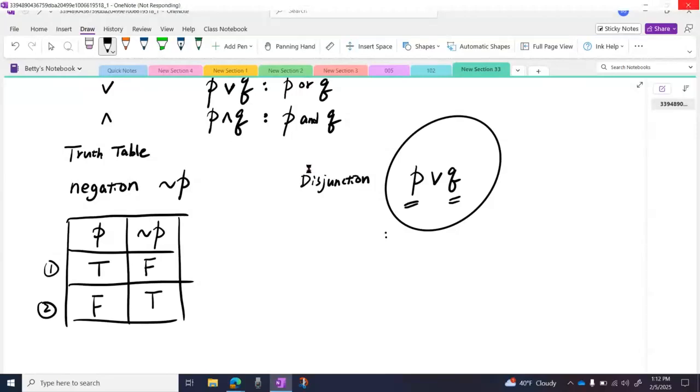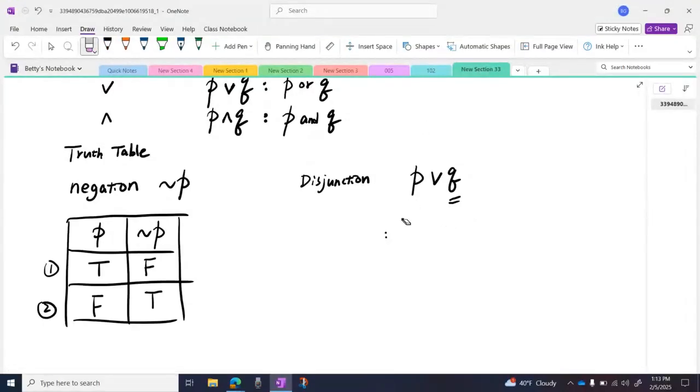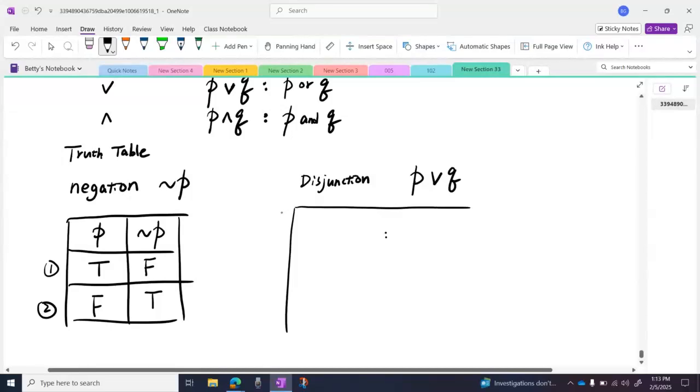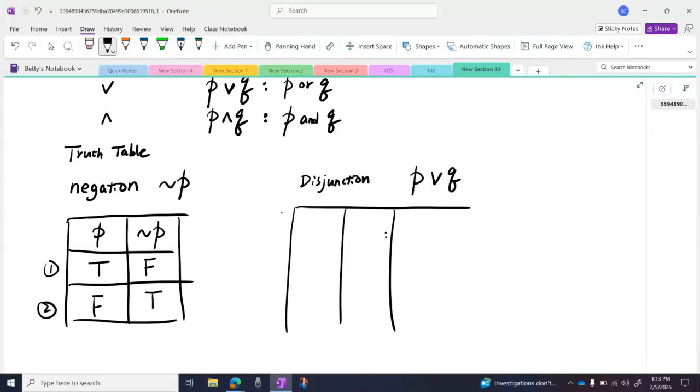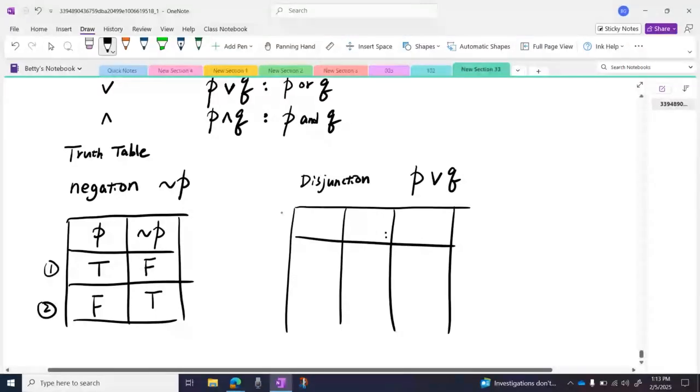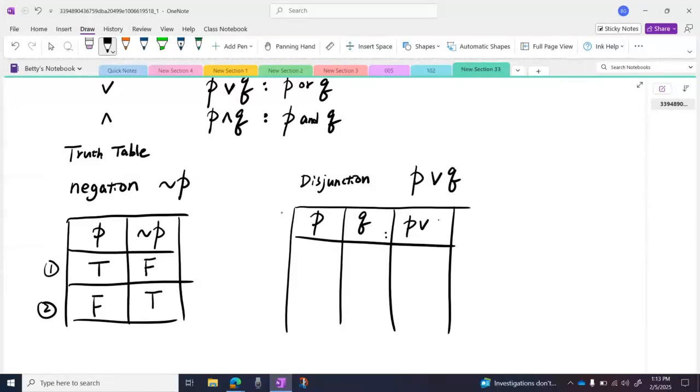So the truth value of P or Q depends on the truth value of P, and also depends on the truth value of Q. For that reason, we need to make a table to demonstrate the truth value for the disjunction in different cases. The first two columns, we're going to have the truth values for P and Q. Those are the two pieces in the disjunction. The last column, we're going to have P or Q.